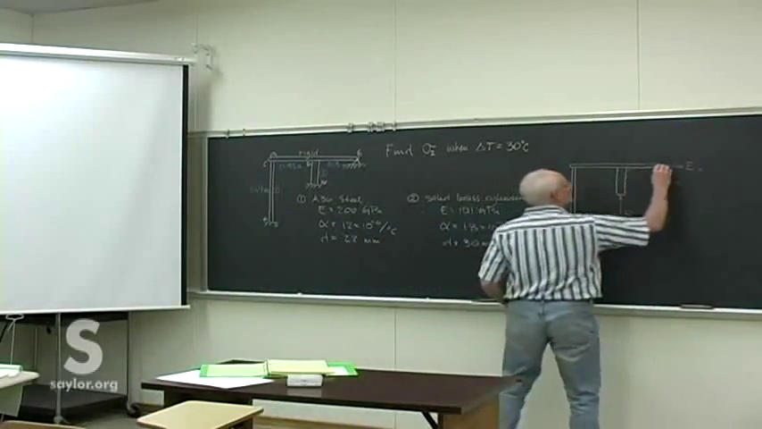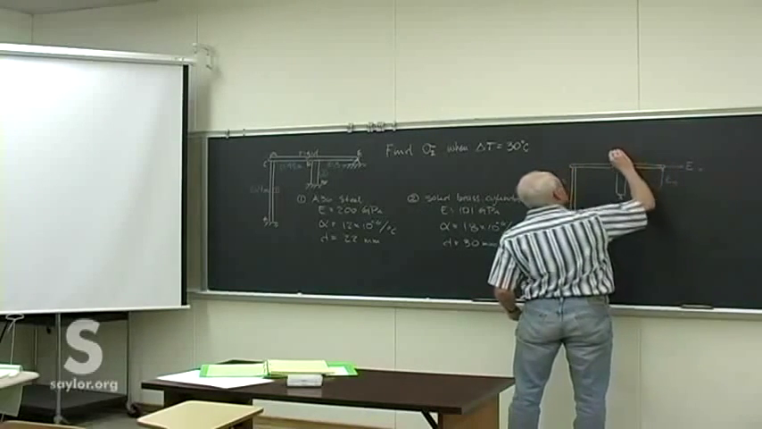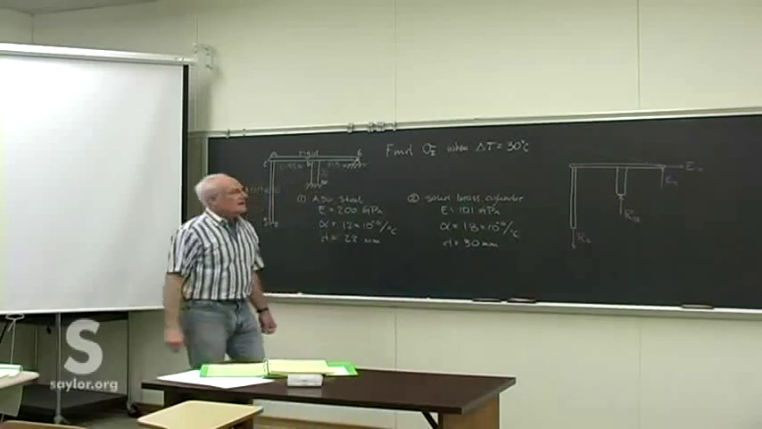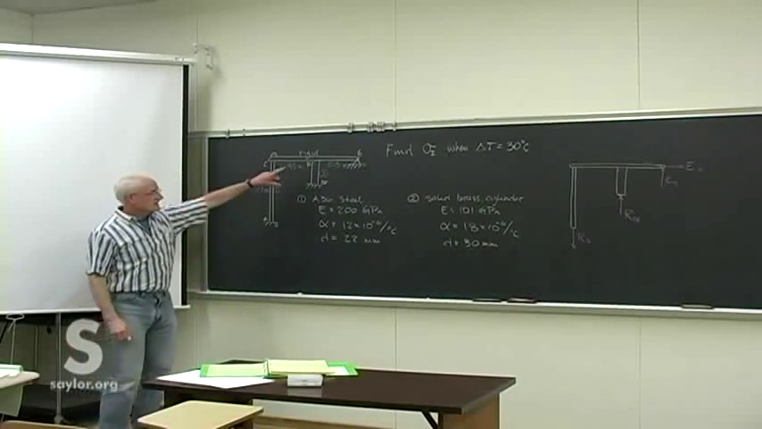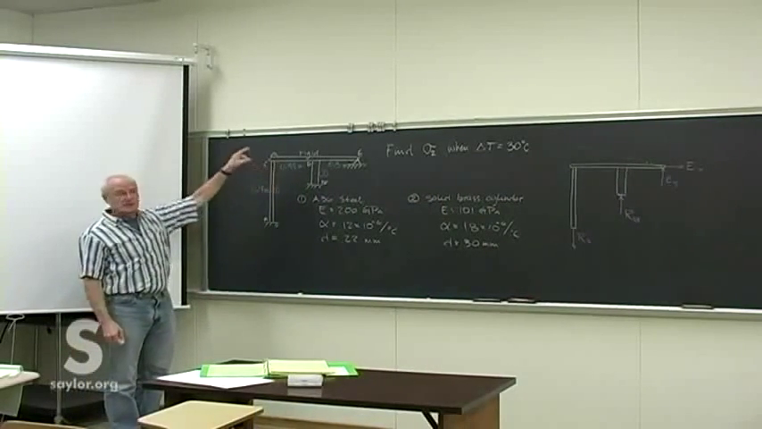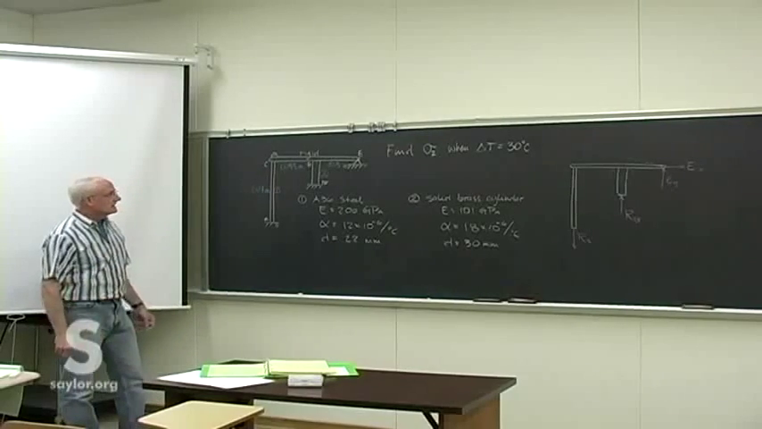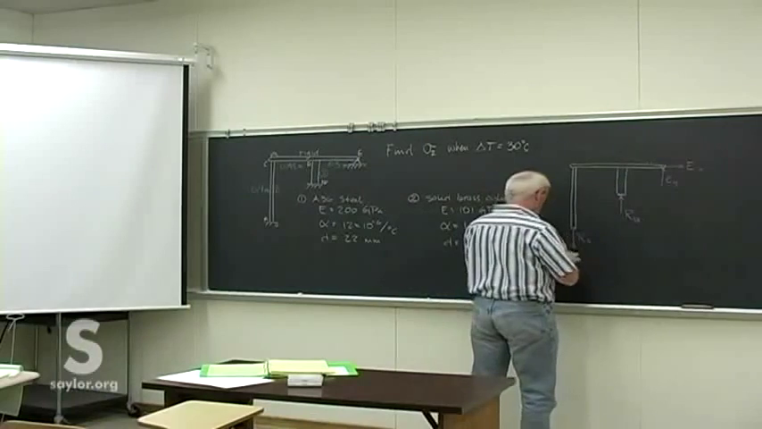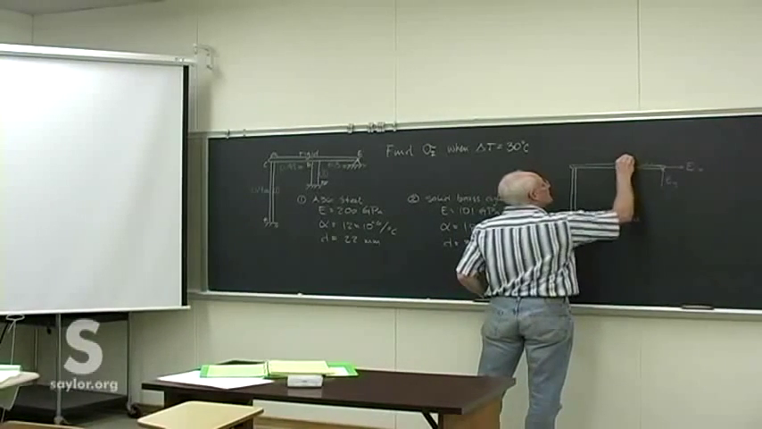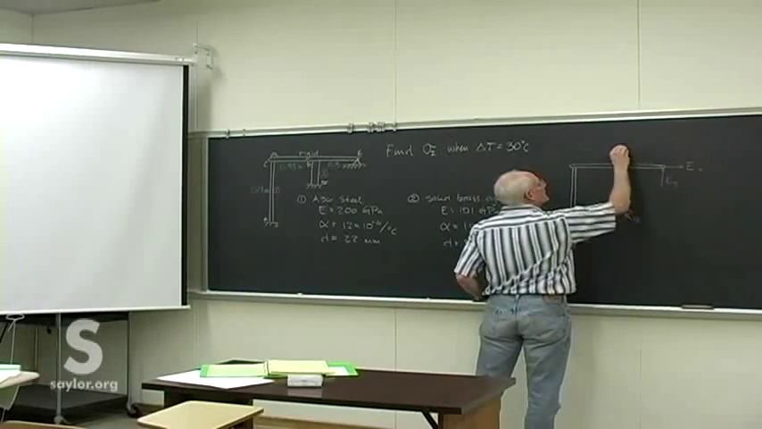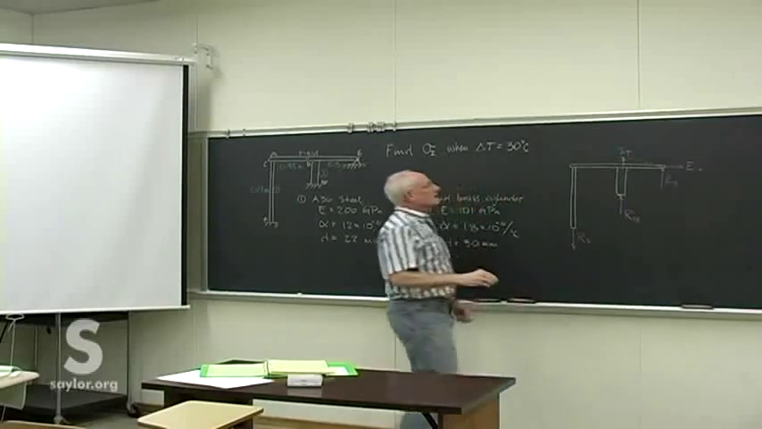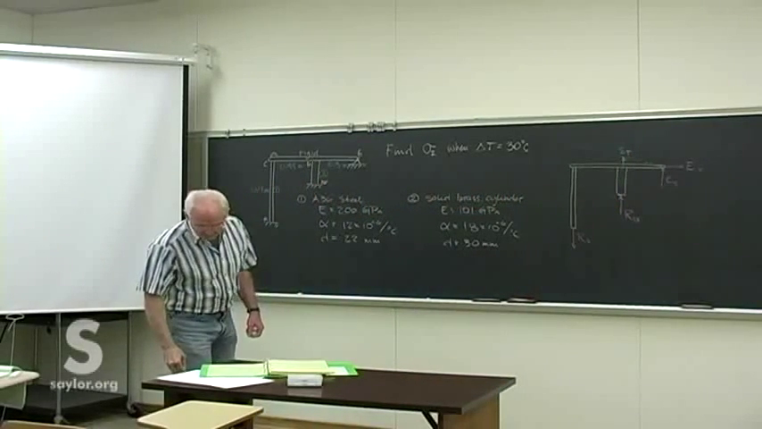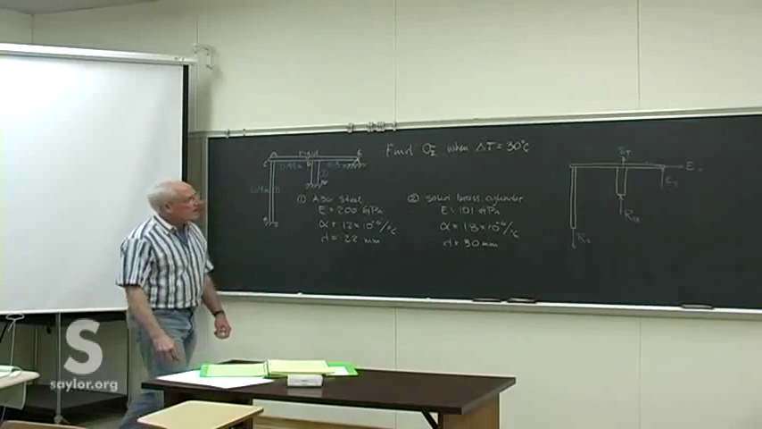Okay, and the piece is going to deflect something like that, because the brass rod, brass cylinder, as it heats up, is going to push that point up, and since the bar won't bend, it pushes it up as a uniform, similar triangles.